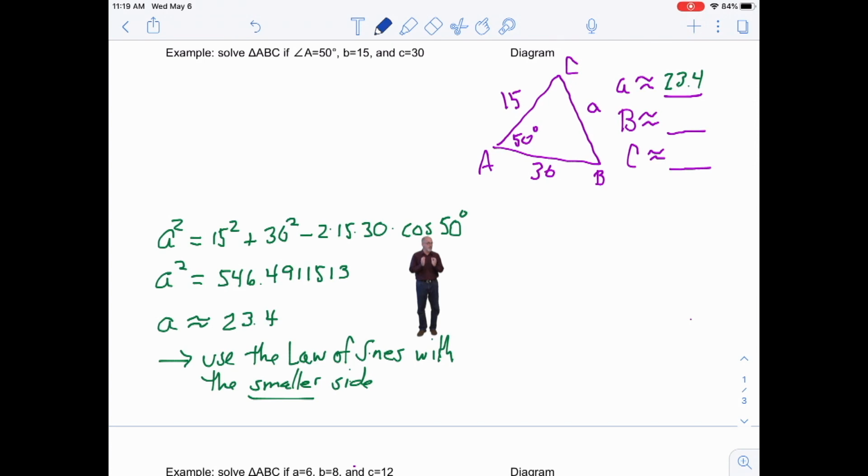So let's do the law of sines with what we have now. That's sine of 50 degrees, the angle given to us. We calculated A is 23.4, so there's our first ratio. That equals, now let's find B. So we're going to do sine of B over the side B that we have, which is 15. Now we solve this proportion.